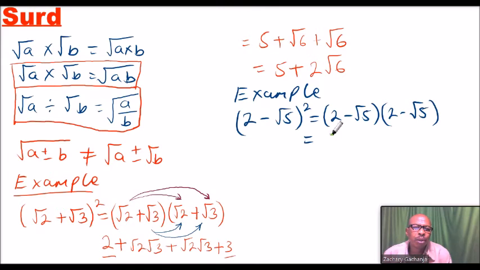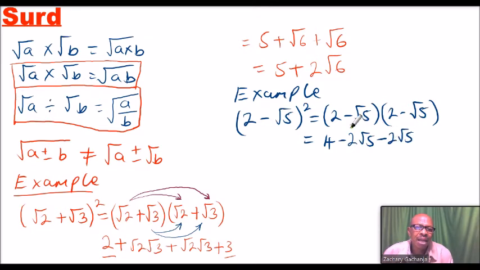And here you get 2 times 2 is 4. Then 2 times minus root 5. Here it is important to note the minus sign in front of our root 5. So this will be 2 times minus root 5, so that will be minus 2 root 5. Again, we have minus root 5 multiplied by 2. Very important here: if you mess up the minus sign, then you are going to end up with the wrong answer. So we have minus 2 root 5.